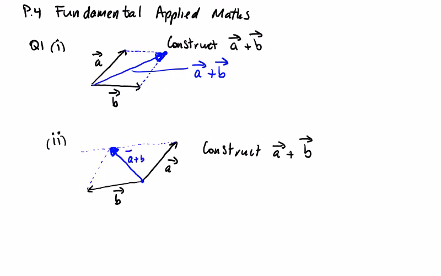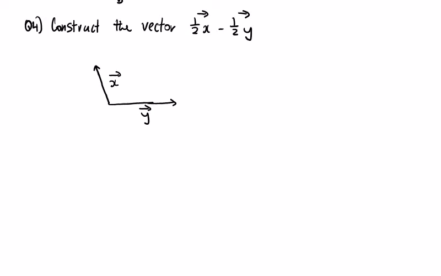A plus B. So question 4, a half x minus a half y. Well, a half x will go to, let's say, this point here, minus a half y back in this direction, halfway to this point. Drawing your dotted lines from your tips, from the tip of a half x parallel to minus a half y, and from the tip of minus a half y, we got our crossing point. Construct your vector.